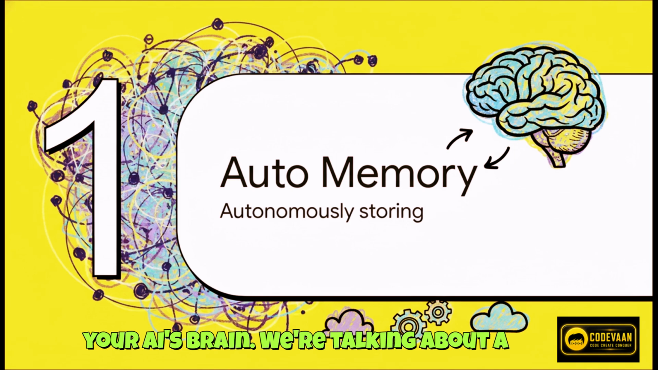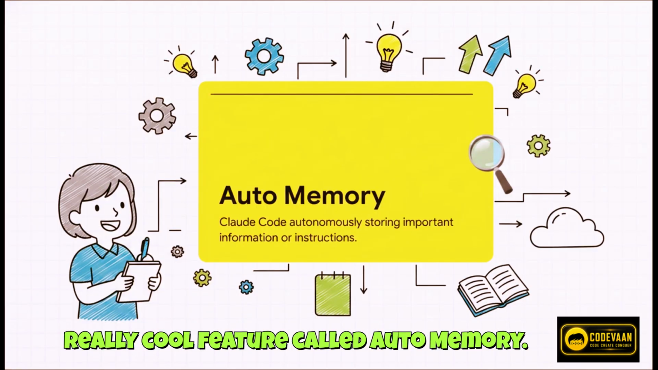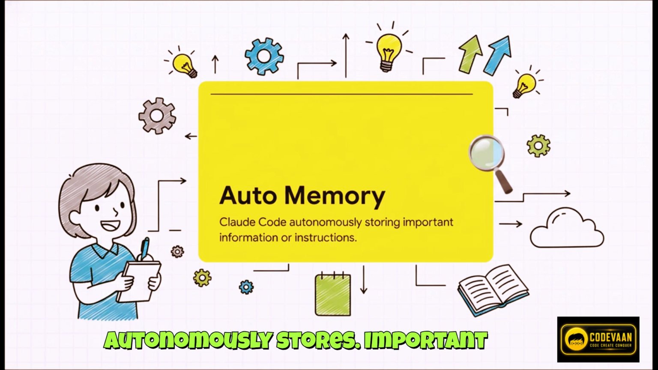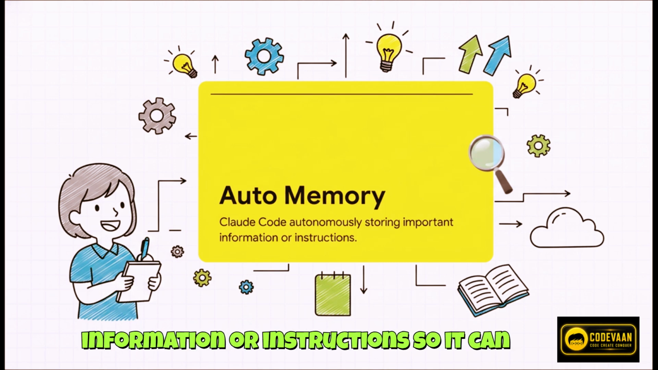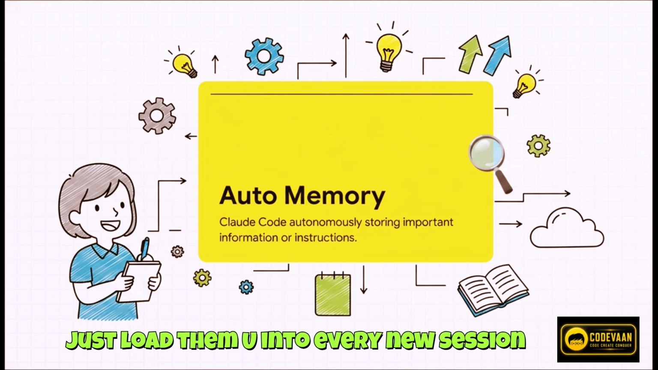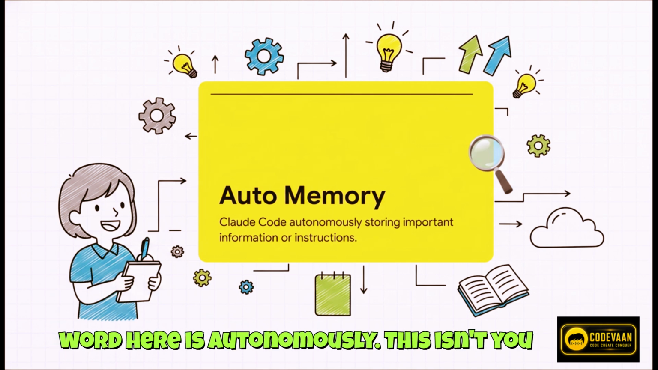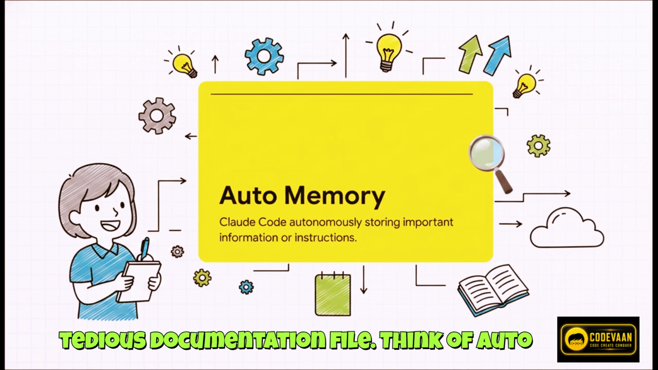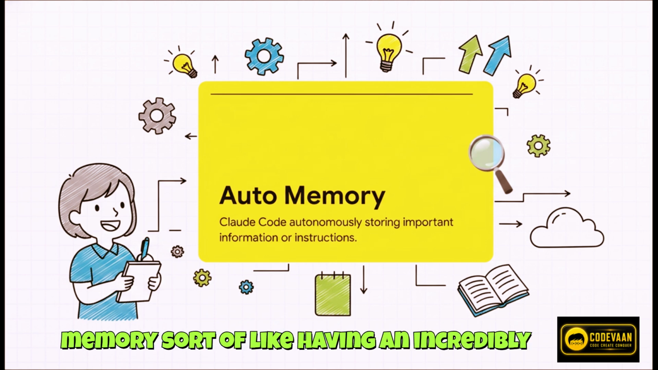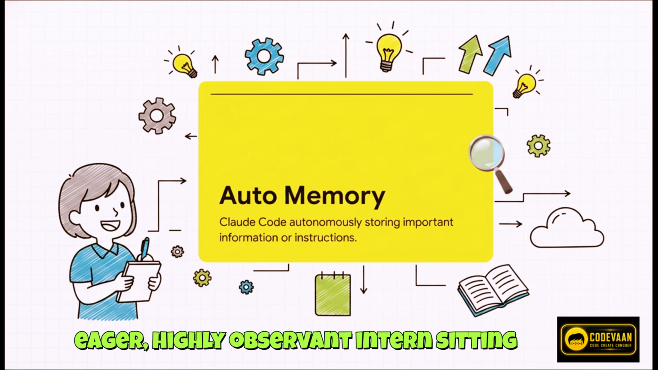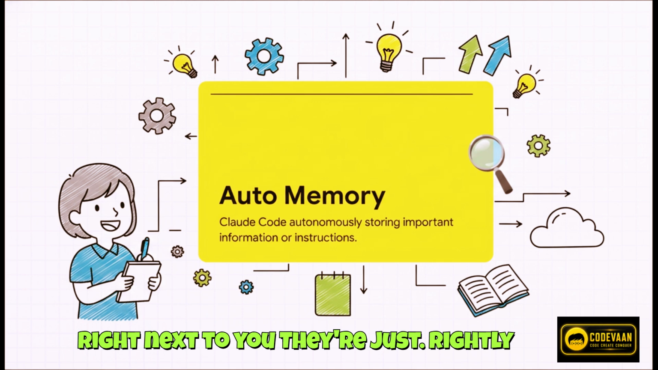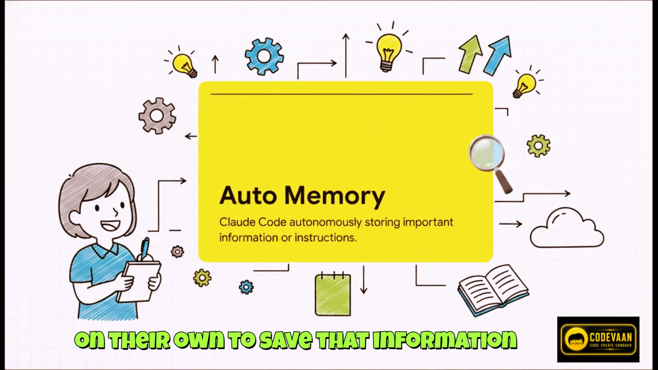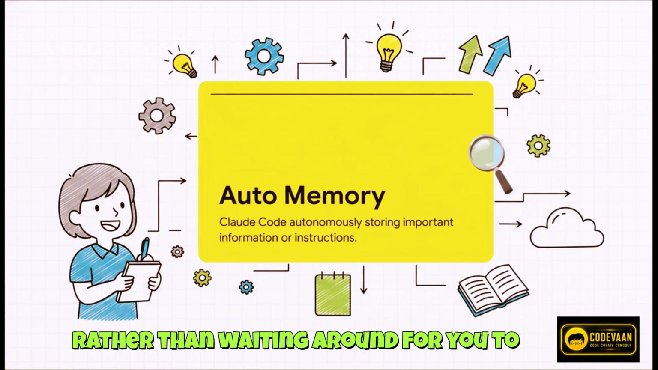Okay, section 1. Meet your AI's brain. We're talking about a really cool feature called auto memory. Basically, this is where Claude Code autonomously stores important information or instructions, so it can just load them up into every new session automatically. Now, the absolutely crucial word here is autonomously. This isn't you sitting down and writing out some massive, tedious documentation file. Think of auto memory sort of like having an incredibly eager, highly observant intern sitting right next to you. They're just quietly taking notes on everything you do, acting on their own to save that information rather than waiting around for you to explicitly dictate it to them.